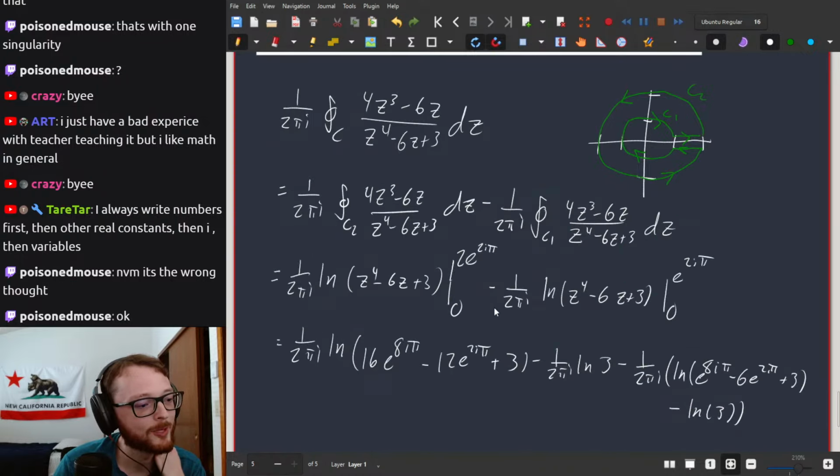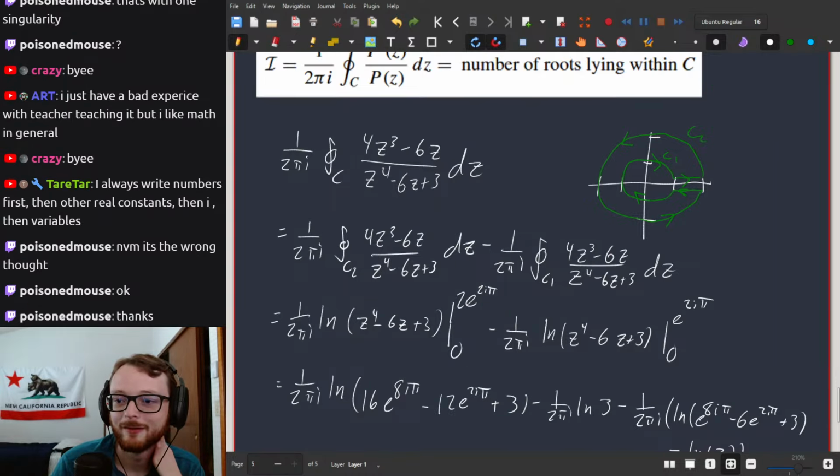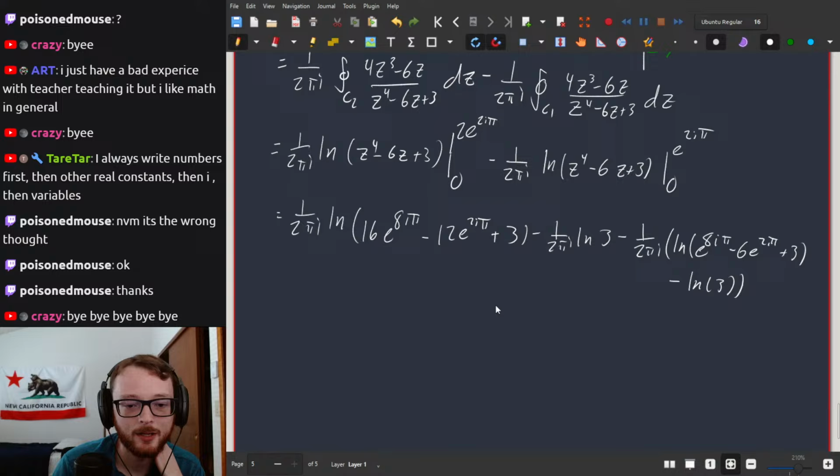Numbers first, then other real constants, then i, then variables. That seems like the most common thing, Territar. I just find myself even switching it up. So yeah, no mind, I'll look through your stuff right after I hopefully wrap this up. Hopefully. If I don't make progress soon, I'll just switch.